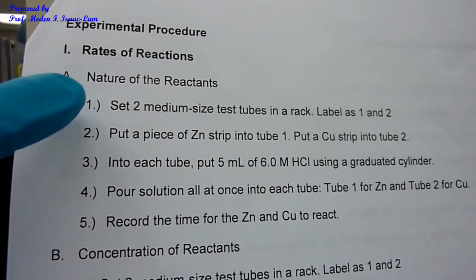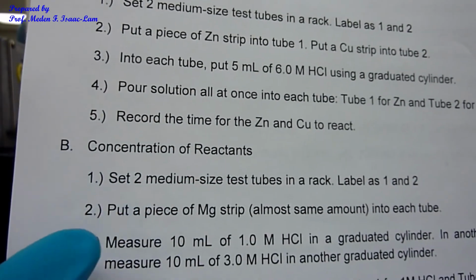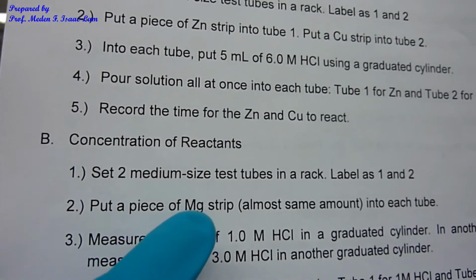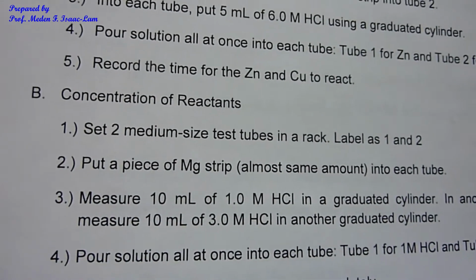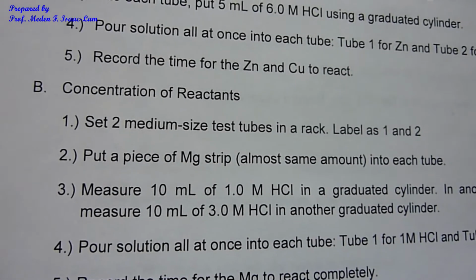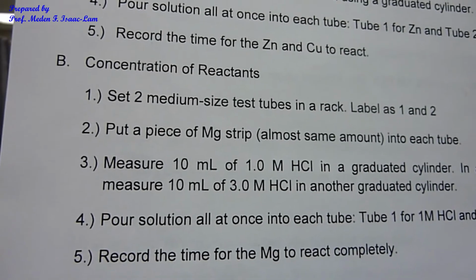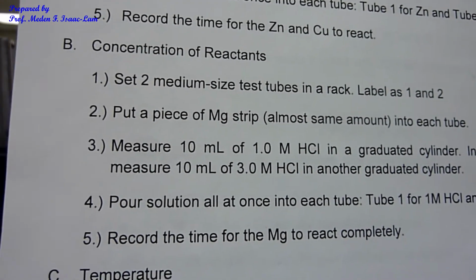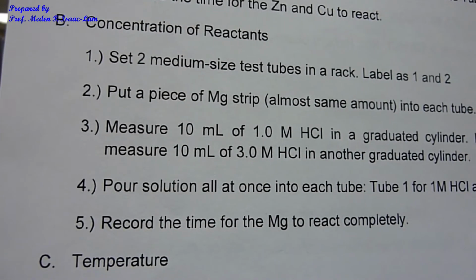So we're done with part A, which is nature of the reactants, and now we're going to do the concentration of reactants. We are going to use magnesium this time. I'm going to measure 10 mL of 1 molar hydrochloric acid in one tube, and then the other tube will contain a higher concentration, which is going to be 3 molar hydrochloric acid. And then we will observe and record the time for the magnesium to react completely.